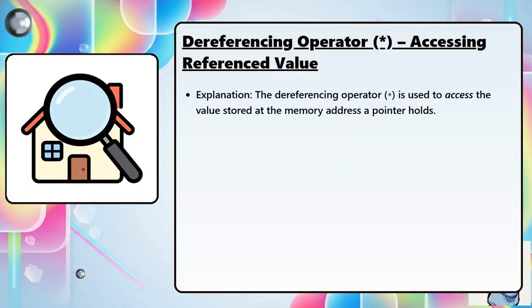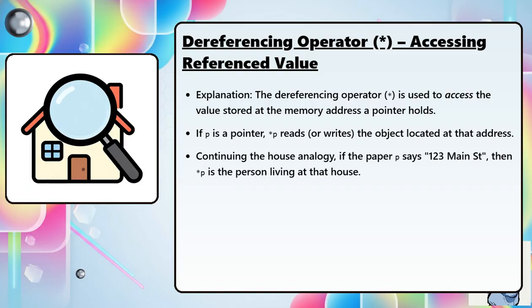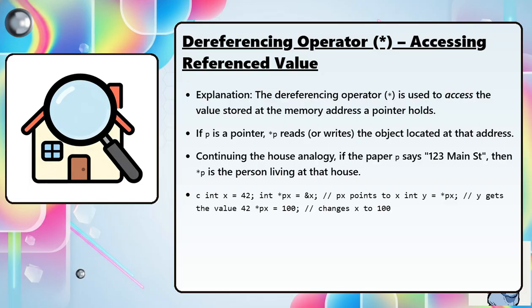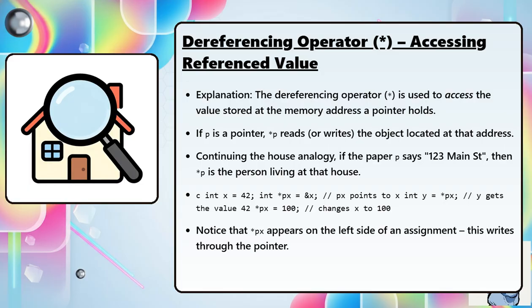The dereferencing operator star is used to access the value stored at the memory address a pointer holds. If p is a pointer, *p reads or writes the object located at that address. Continuing the house analogy, if the paper p says 123 Main Street, then *p is the person living at that house. int x = 42; int *px = &x; int y = *px; *px = 100. Notice that *px appears on the left side of an assignment. This writes through the pointer.